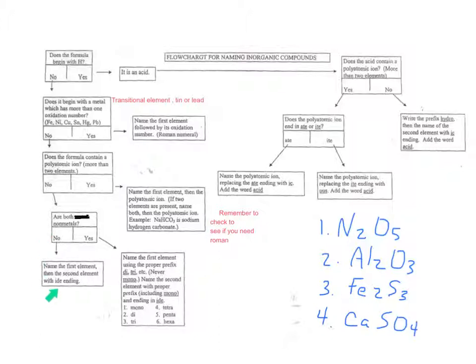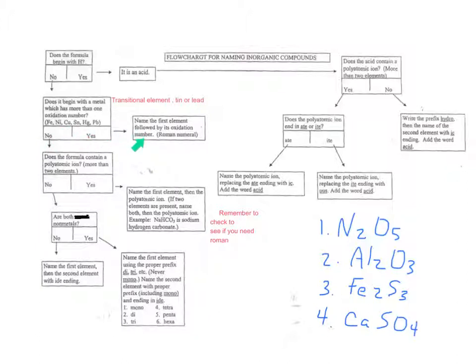So we'll name the first element aluminum, the second element with an IDE ending, aluminum oxide. Now let's look at example 3. Does it begin with H? Nope. Does it contain a metal with more than one oxidation number, a transitional element, tin or lead? Yes. Fe is a transitional element.